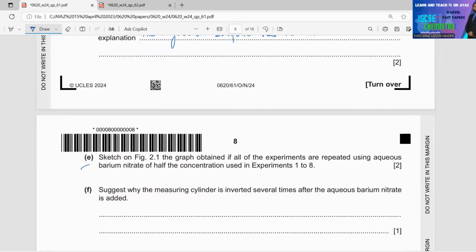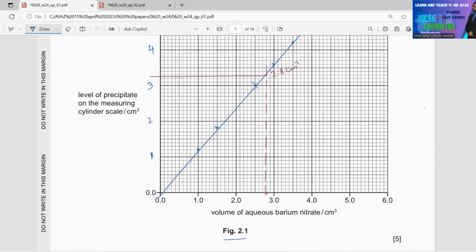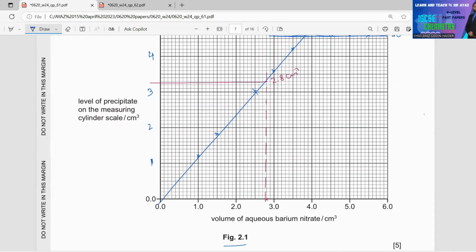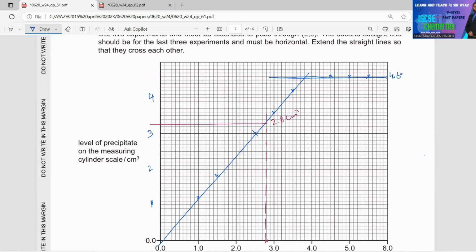E. Sketch on figure 2.1 the graph obtained if all of the experiments are repeated using aqueous barium nitrate of half the concentration used in experiments 1 to 8. So now this time you are using half the concentration. If you see this, 4.6 is the final level of the precipitate. So you must be getting 2.3. The graph must be leveling off at 2.3. It must be like that, 1, 2, 3. At this point, 2.3.